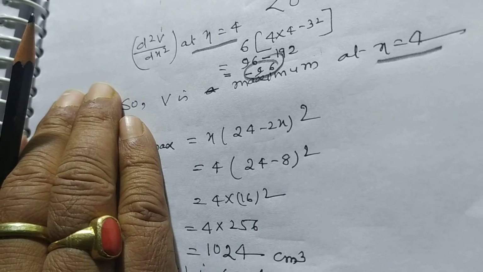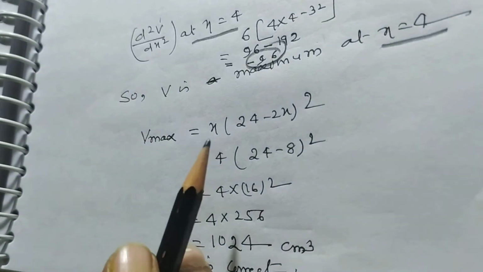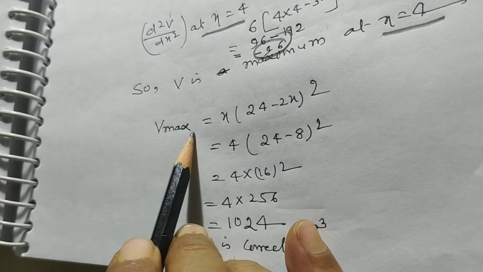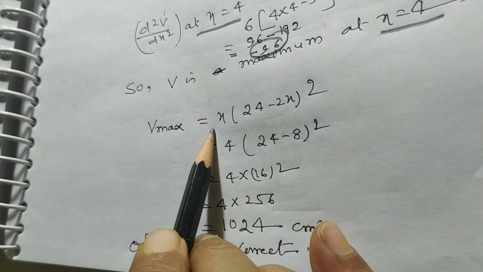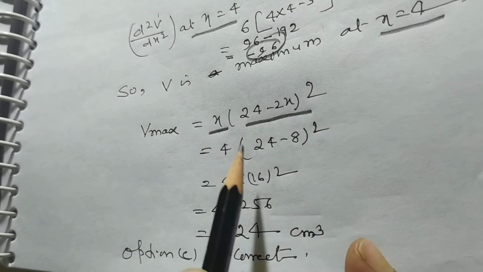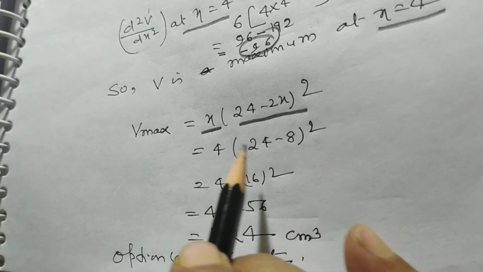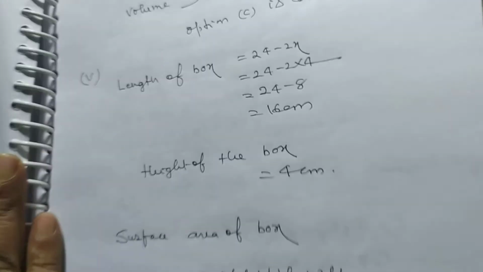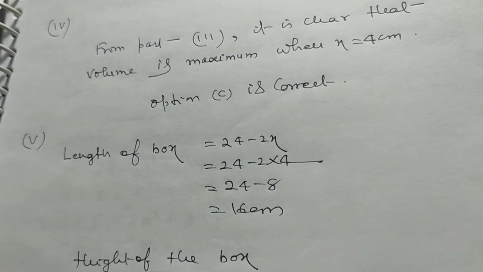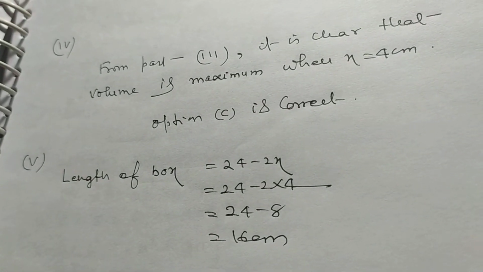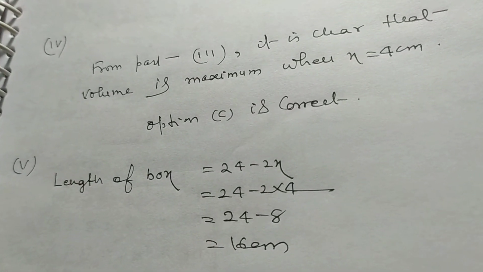So now my dear students, in this way V is maximum at x is equal to 4. So V maximum is equal to how much? x into length into breadth. x is how much? 4. To get maximum volume, we have x is equal to 4. So it will be 1024 centimeter cube. Option C is correct. My dear students, from part 3rd, it is clear that volume is maximum when x is equal to 4 centimeter. So option C is correct.